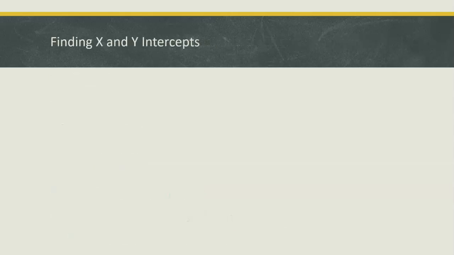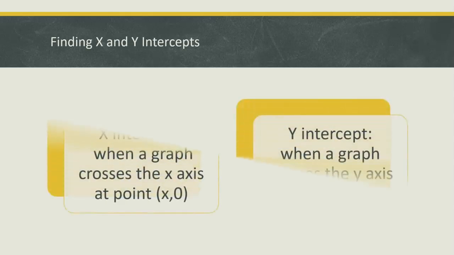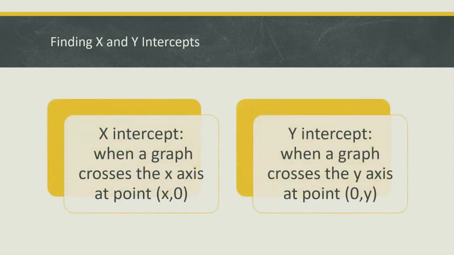How do we find x and y intercepts? So an x-intercept is when a graph crosses the x-axis at point some number for x and 0 for y. A y-intercept is when a graph crosses the y-axis at point 0, y.